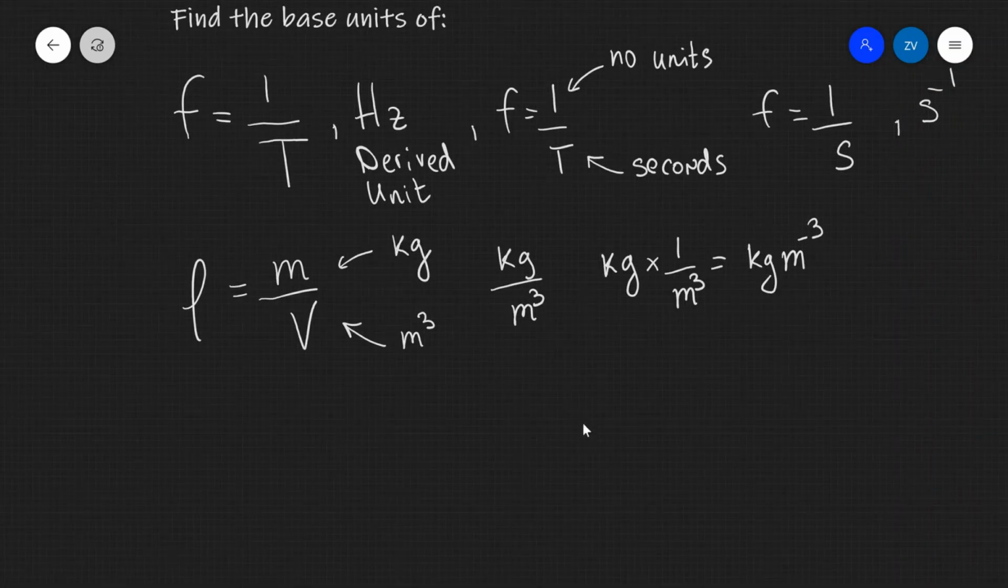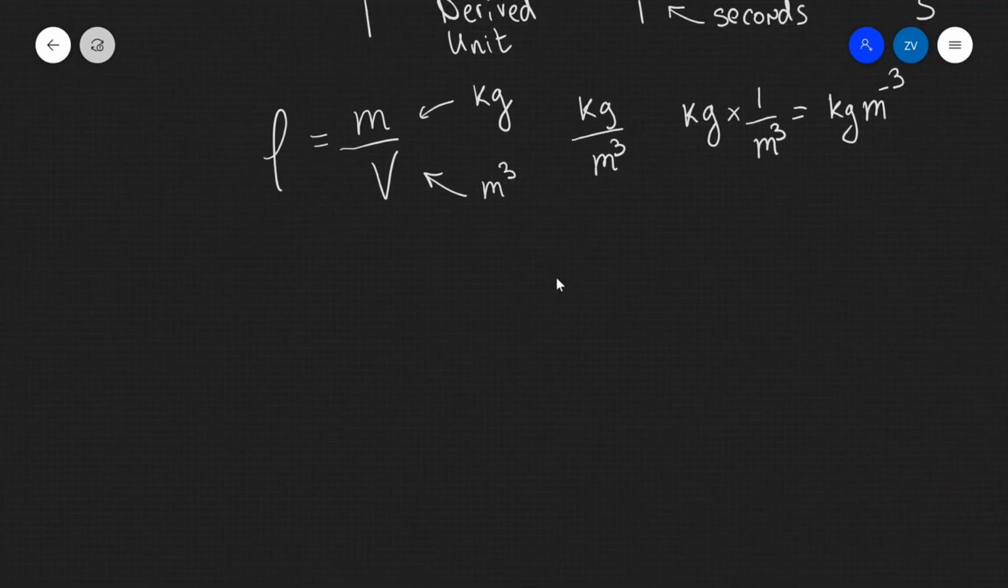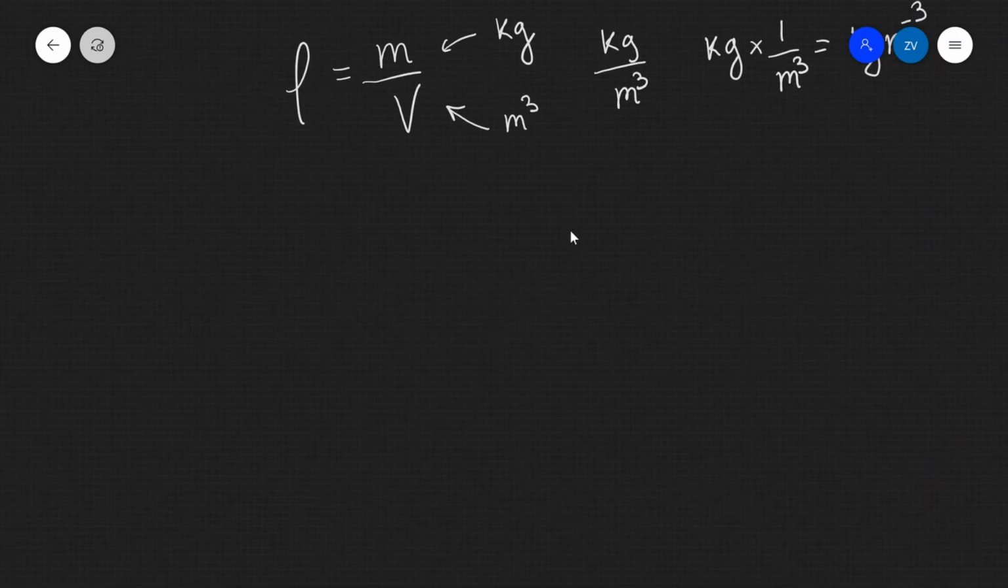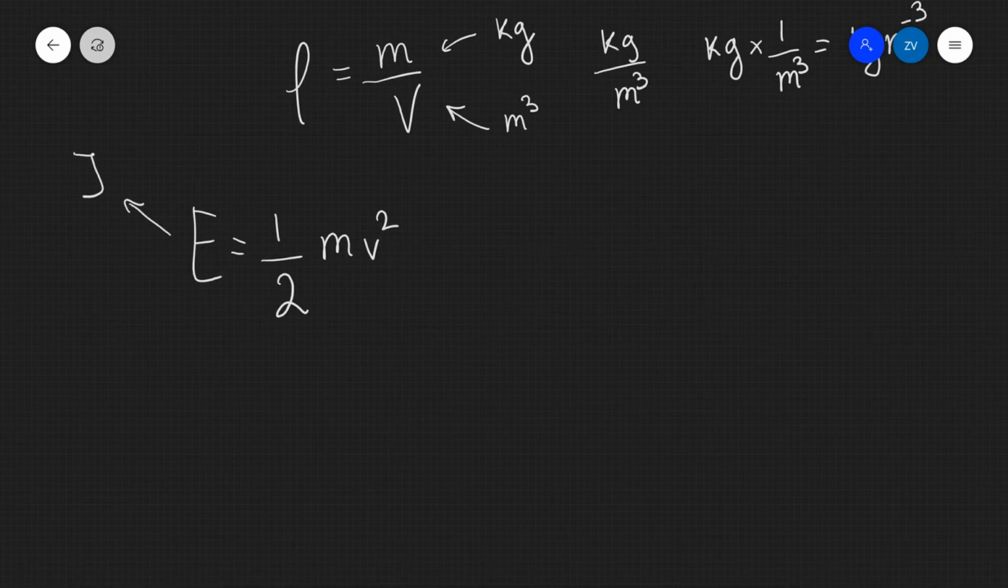Okay, now let's put what we've just learned into practice and let's see whether we can figure out the base unit for energy. Let's have a look at the formula, let's say, for kinetic energy, which, as you know from your GCSEs, is 1/2 mv squared. Now you would know that the unit of energy, the derived unit, is a joule. But once again, this is a derived unit, not a base unit. Okay, so let's go for this step by step.